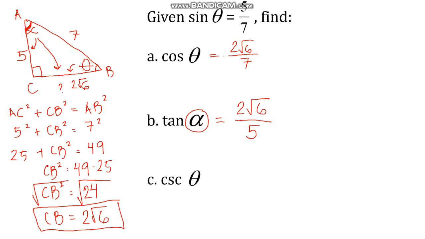Last, solve for the cosecant of the theta. So let's go back to this angle B right here, and then let's solve for the cosecant. So cosecant can be solved by dividing the hypotenuse by the opposite side. So the hypotenuse of this given triangle is 7, then divided by the opposite side, which is 5. So it's 7 over 5.